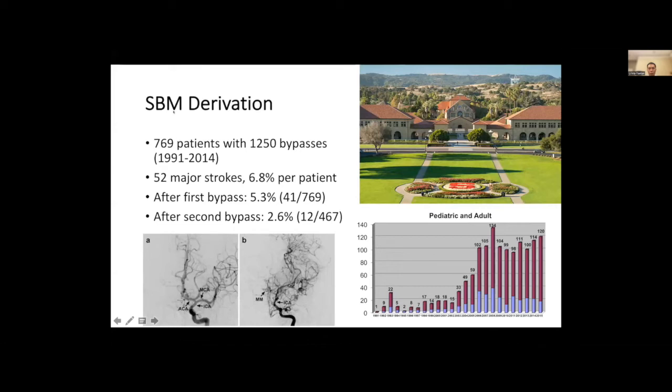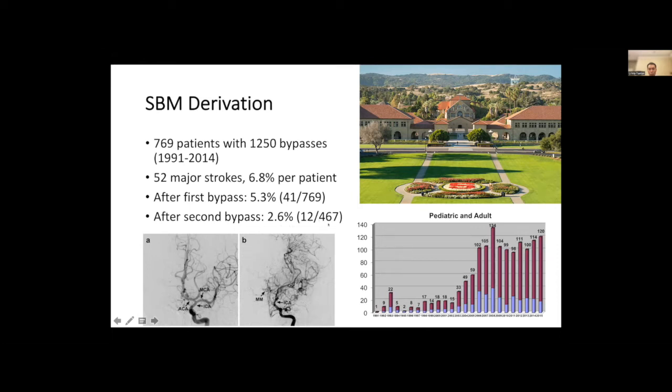So from the derivation cohort, like I said, nearly 800 patients from 25 years of data. There were 52 major strokes. That means the major stroke risk is 6.8% per patient. And the stroke risk after the first bypass was 5.3%. So 41 out of 769 patients had a major stroke after the first bypass. And for patients who had a second bypass, 12 out of 467.